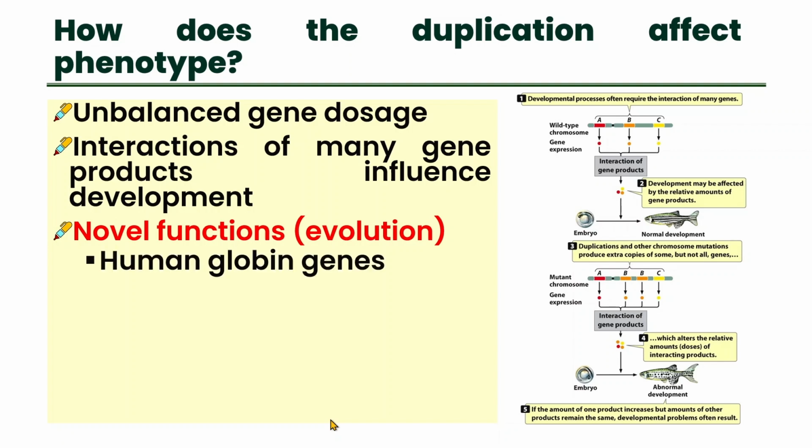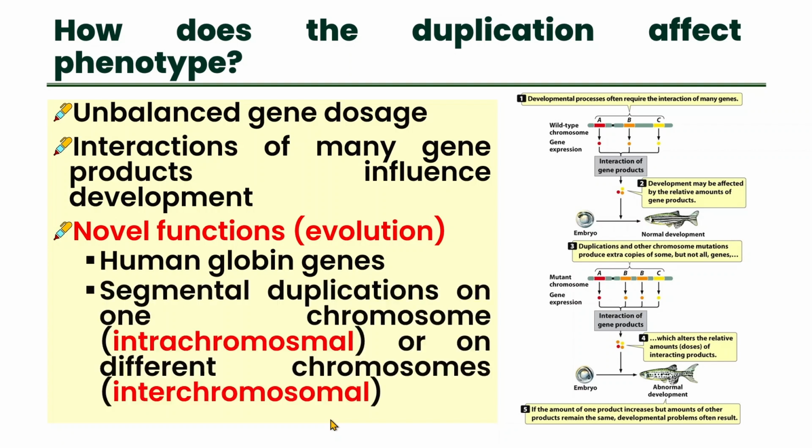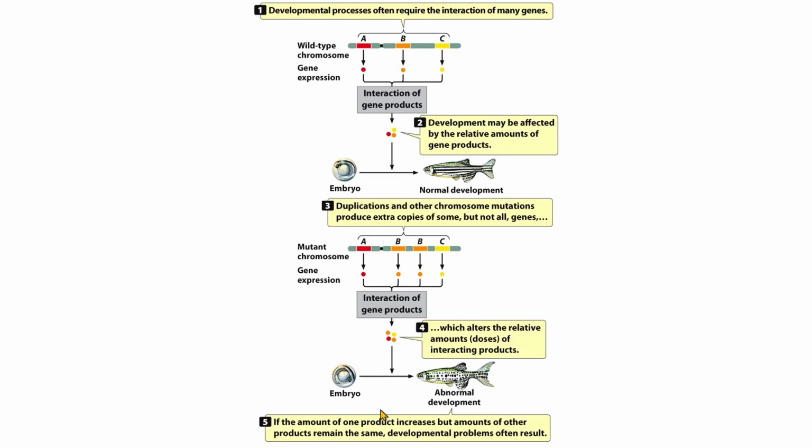Example, the human globin genes, the segmental duplications on one chromosome, we call that intrachromosomal, or in different chromosomes, we call that interchromosomal. This picture shows you how the doubling of genes produces a new phenotype in an organism. So we can see here, the doubling of B genes produces abnormal development in this species of fish.